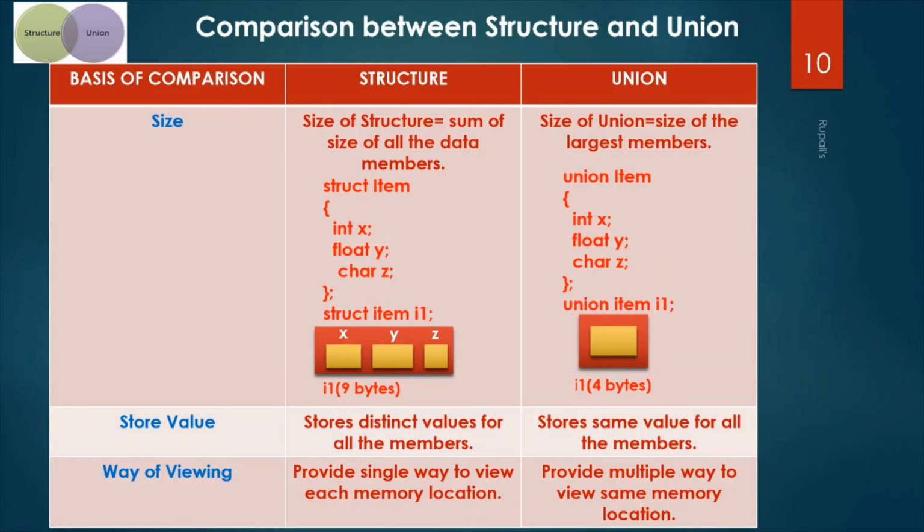Structure stores distinct values for all the members, but union stores the same value for all the members. And structure provides a single way to view each memory location, but union provides multiple ways to view the same memory location.